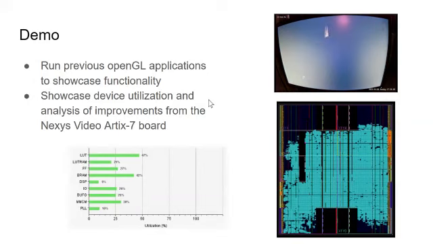All right. So for demos, to show that we got it working, we're hopefully going to be able to run most, if not all, of our previous OpenGL applications and show that they still work. And then also we'll show hopefully at the end that our utilization is not two-thirds of our chip. And this is pre-MP4, of course. So when we add MP4, we're going to be using even more of this chip. So hopefully it'll cut down significantly on the overall board utilization.